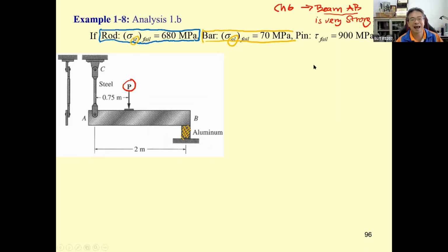By doing this, that is the pin. The pin connects the bar, the rod, to the beam and the support over here. The pin is subjected to shear stress. So they give the maximum shear stress of the pin as 900 megapascal. This is very large. This is the steel rod, this is the aluminum bar, and this is the pin.